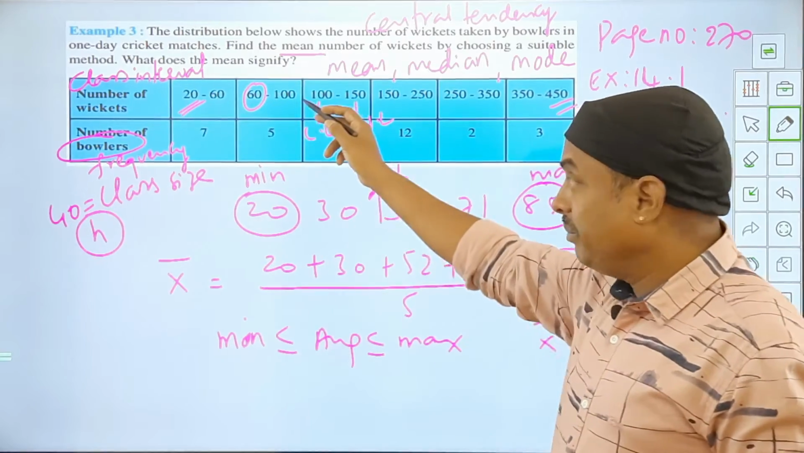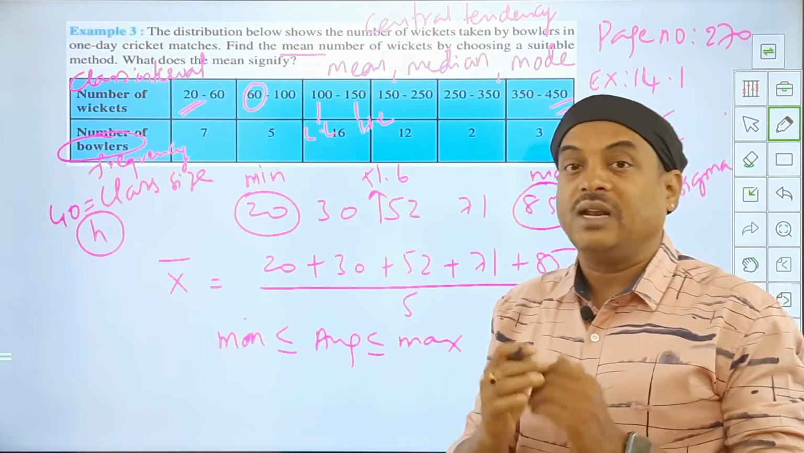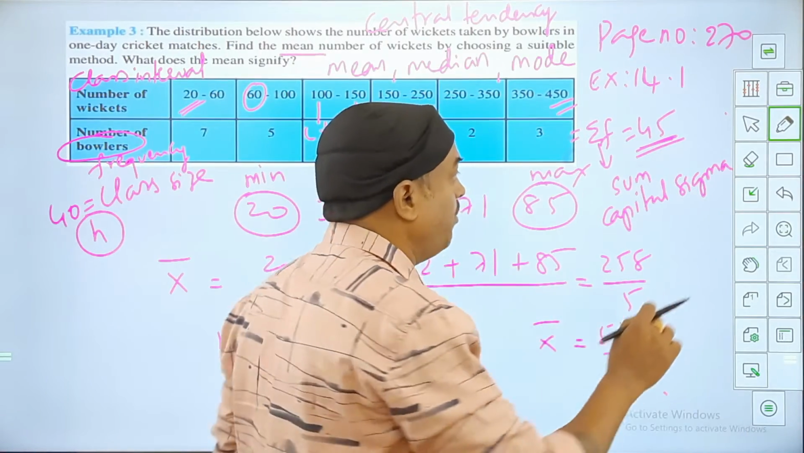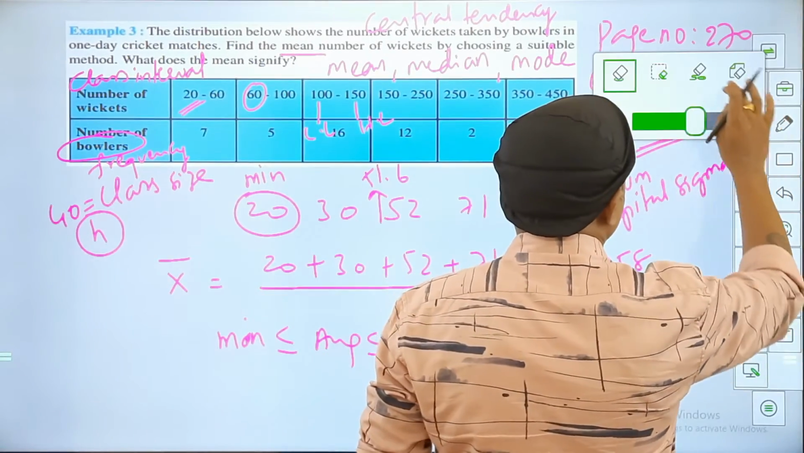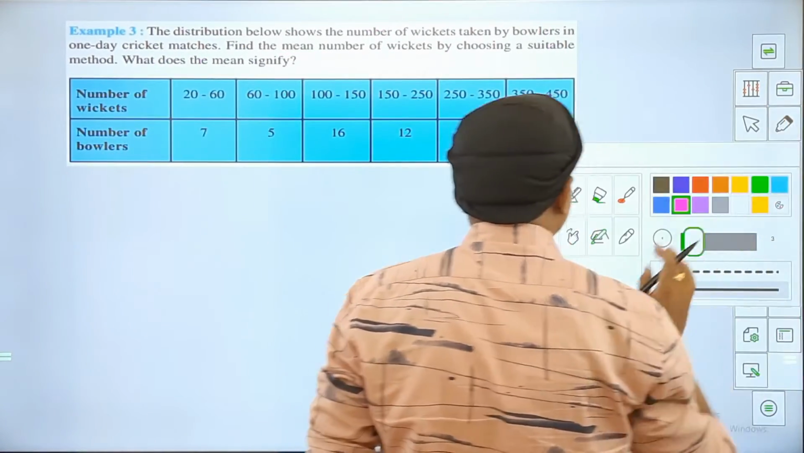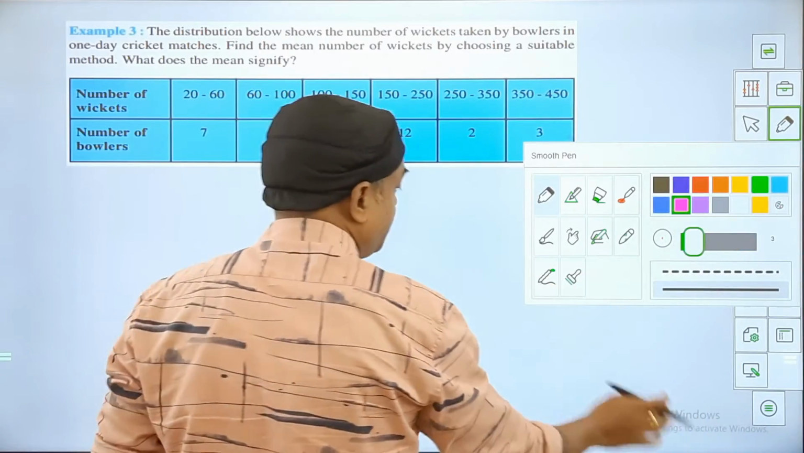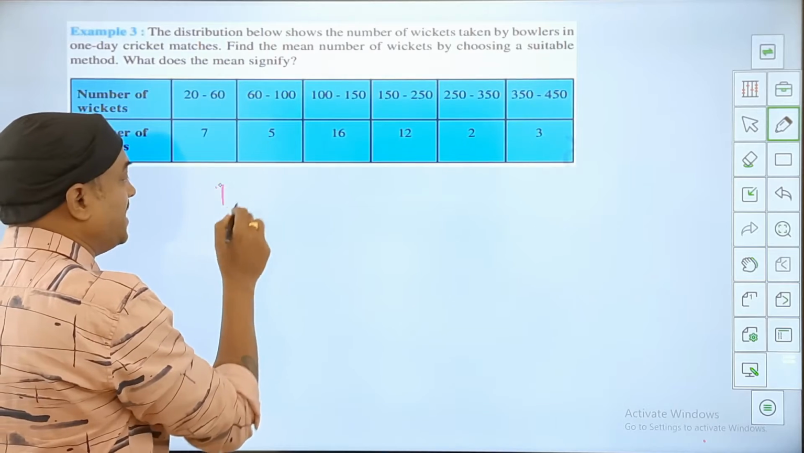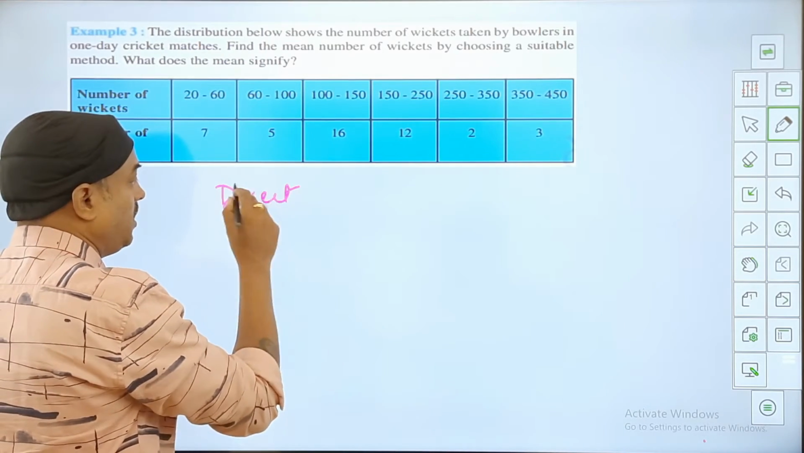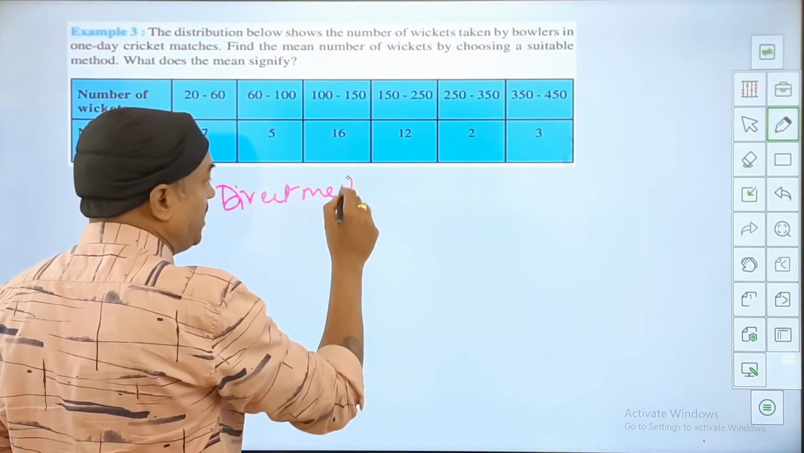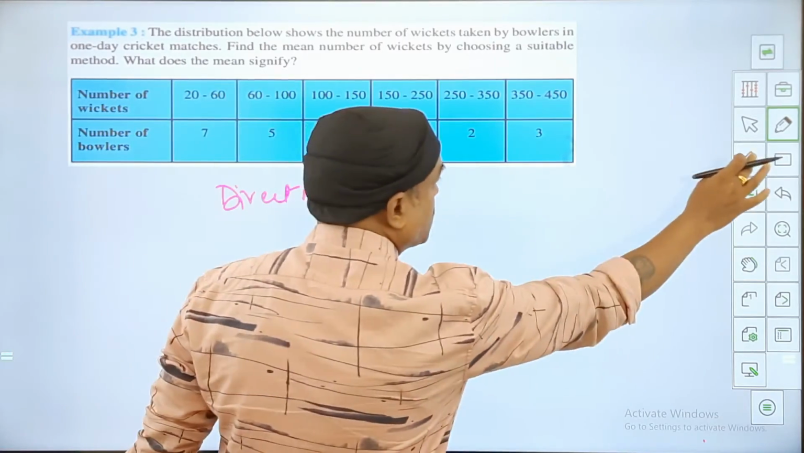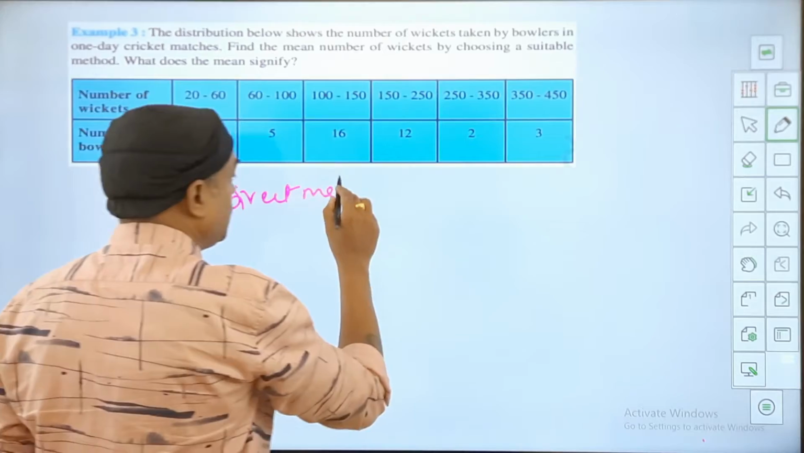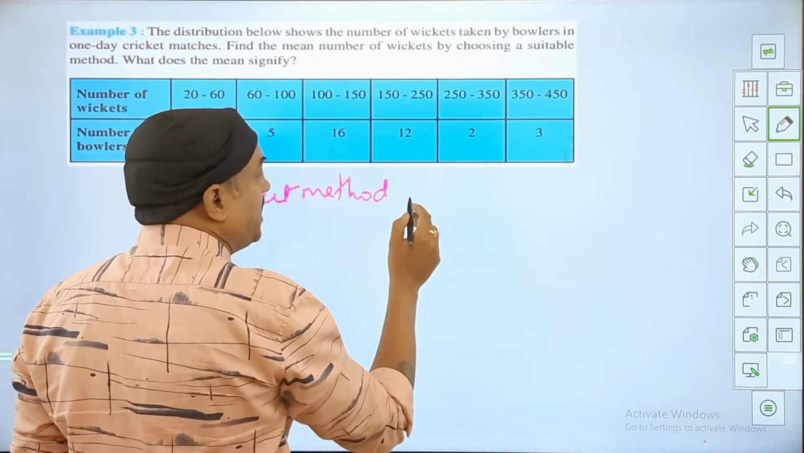Now, if the table is given in this manner, then there are three methods to find mean. We'll discuss one by one over here. So let us see, friends. What is the method? The first method is called the direct method. Direct method, and the formula here.